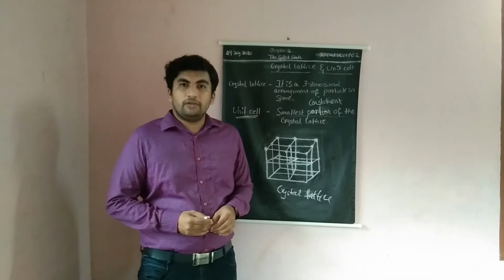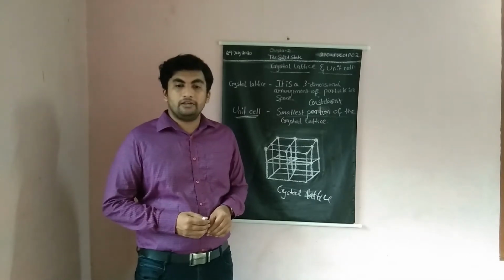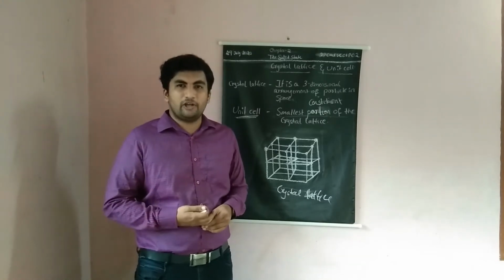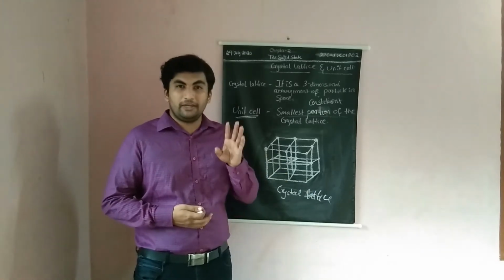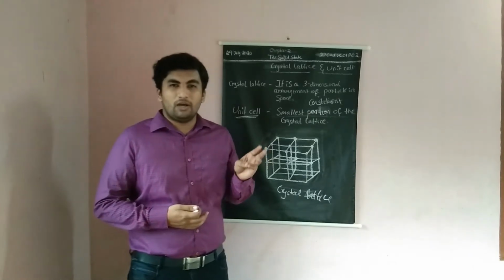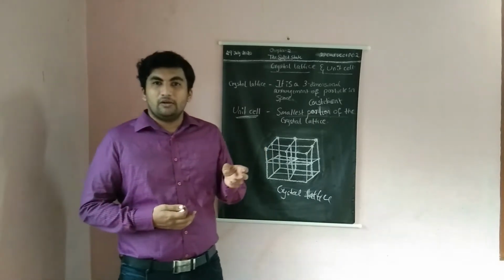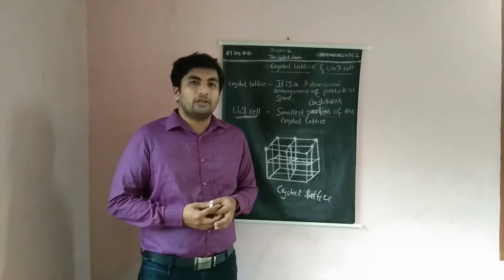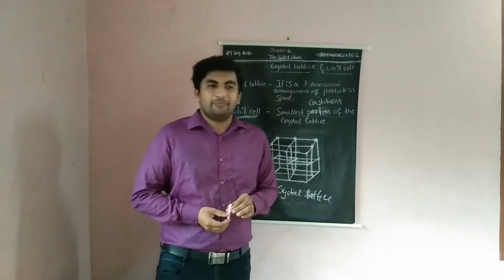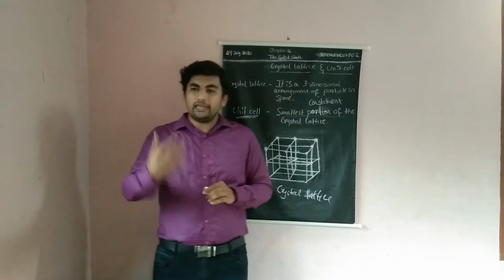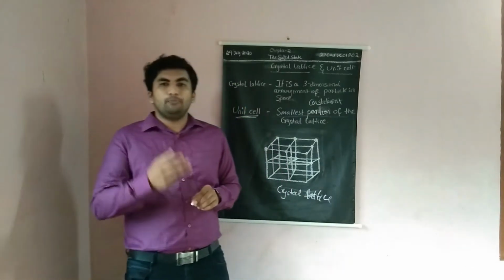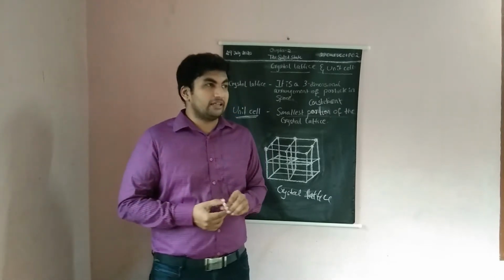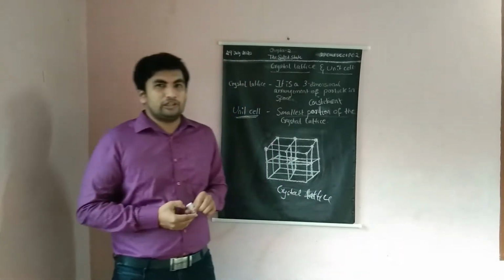In the previous session, we learned the solid state introduction part and the different types of solid state, that is crystalline solid and amorphous solid. In crystalline solid, there are mainly four types: first, ionic solid; second, metallic solid; third, covalent solid or network solid; fourth, molecular solid. And molecular solid is again divided into three types: polar molecular solid, non-polar molecular solid, and the third one is hydrogen bonded molecular solid.